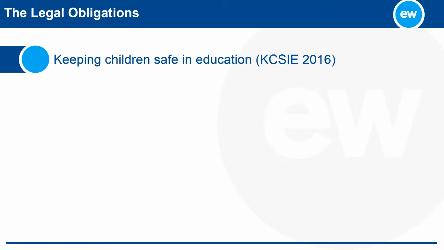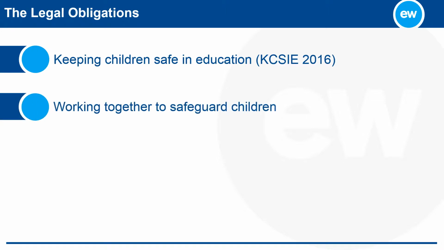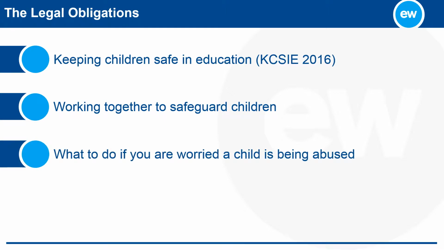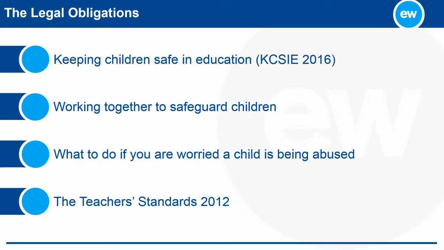Part 4 deals with allegations of abuse made against teachers and other staff. Other documents include working together to safeguard children, what to do if you're worried a child has been abused, advice for practitioners, as well as the Teacher Standards 2012. And that makes it clear that teachers and head teachers should safeguard children's well-being and maintain public trust in the teaching profession as part of their professional duties.